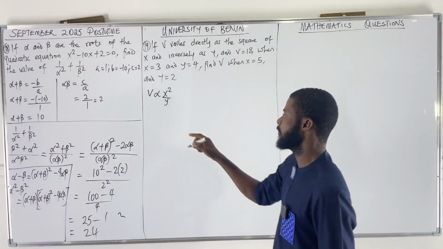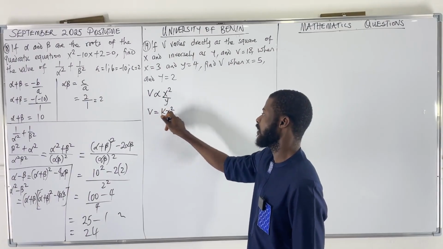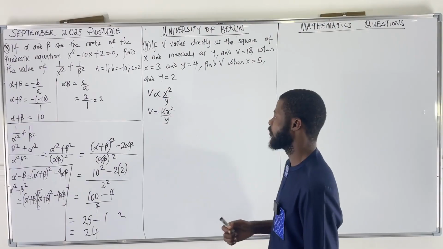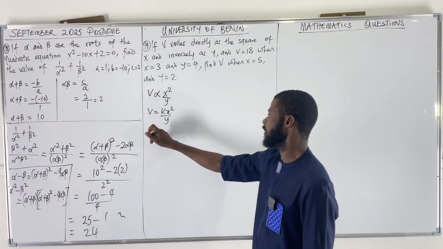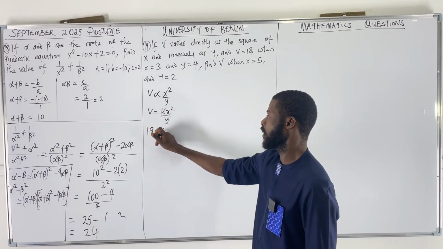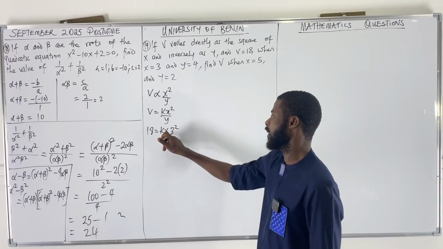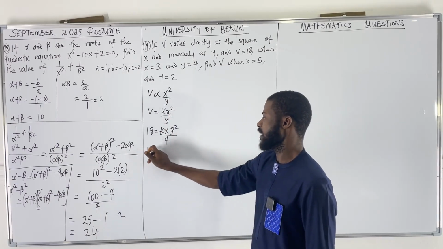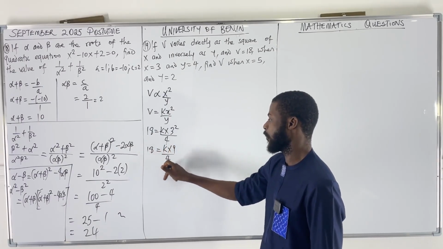So using this, it means you have v equal kx squared over y, because whenever you remove this sign, you need to introduce a constant of proportionality. Now we're told that v is 18, so this is 18 equal k times, x is 3, so this will be 3 squared, divided by y is 4. So this is 18 equal k times 9 over 4.